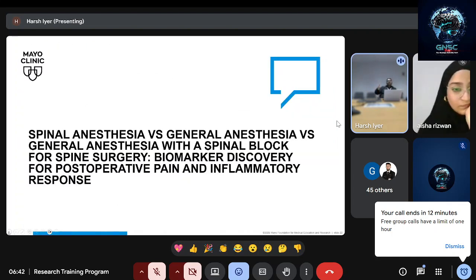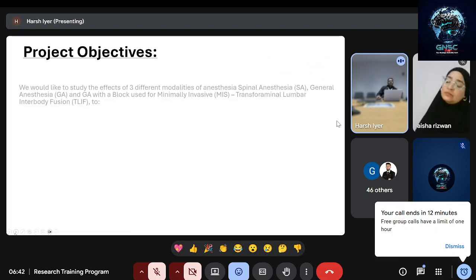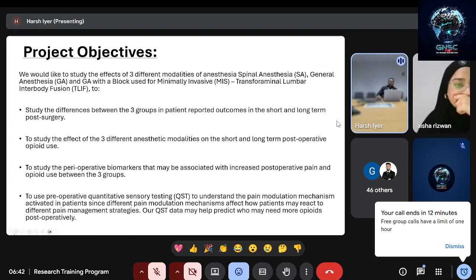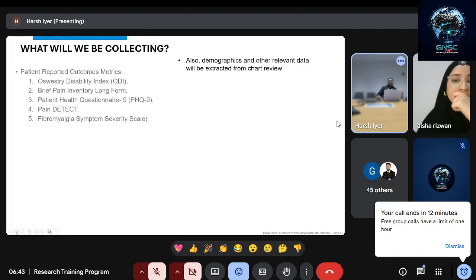And that actually also helped us to make our own prospective study protocol, where we are recruiting 45 patients into 3 different groups for the same procedure: spinal anesthesia versus general anesthesia with a spinal block, for post-operative opioid use. And so, if I were to go through it, these are our project objectives, which are very similar to what we did.